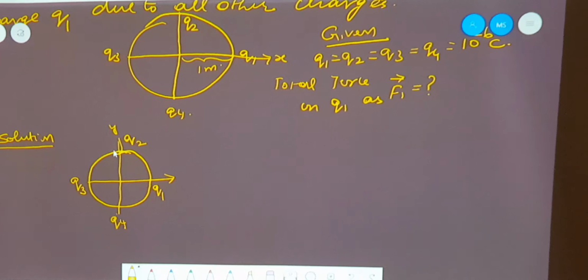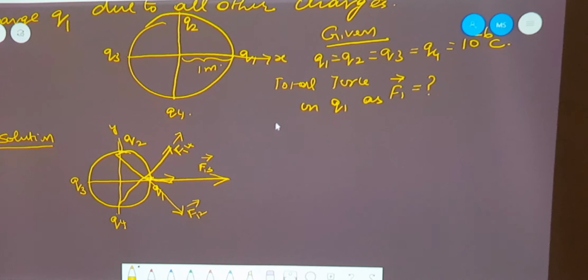If it is due to Q2, then the force will be acting from here to here. So the direction of the force, you can consider in this direction. When you are considering the direction of this force of Q2 on Q1, it will be acting along this. So let us consider this force as F12 vector. Similarly, if I am considering Q4 on Q1, I get the force along this direction and I am writing this as F14 vector. Then due to Q3, I am getting a force along this direction and I am writing it as F13 vector.